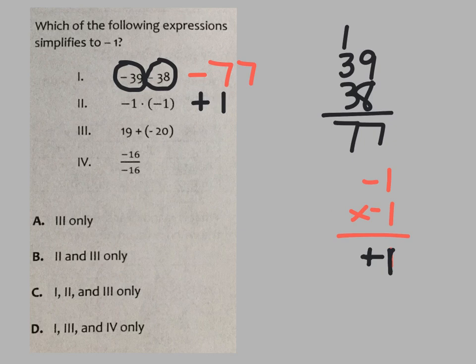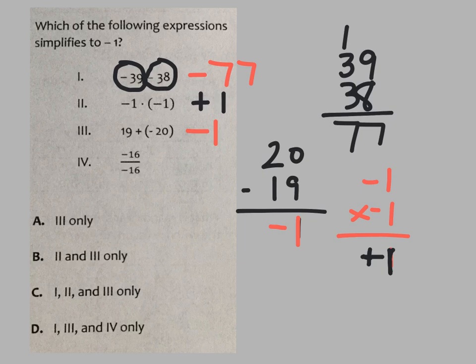Number 3, 19 plus -20. When we're combining integers and they don't share the same sign, then we subtract the smaller from the larger. So I have a +19 and a -20. So I subtract the smaller from the larger. 20 minus 19 is 1. And I keep the sign of the larger number. And in this case, the 20 is the larger number, and its sign was negative. So -1.